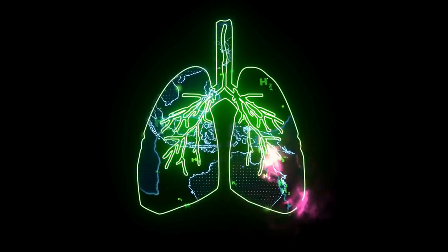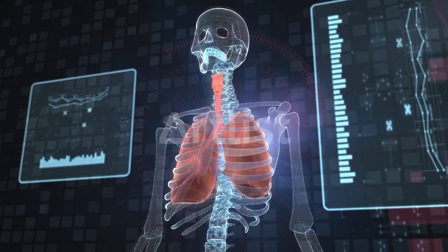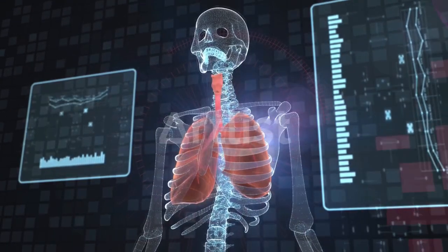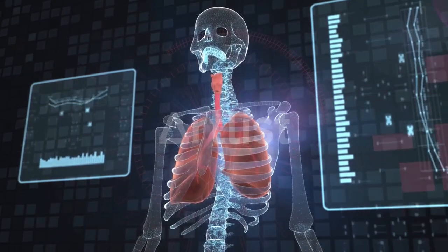Breathing process. Inhalation: the diaphragm contracts and moves downward, expanding the chest cavity and drawing air into the lungs. Exhalation: the diaphragm relaxes, reducing the chest cavity size and pushing air out of the lungs.